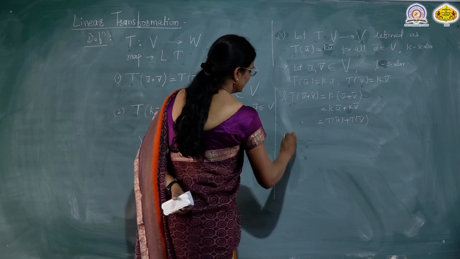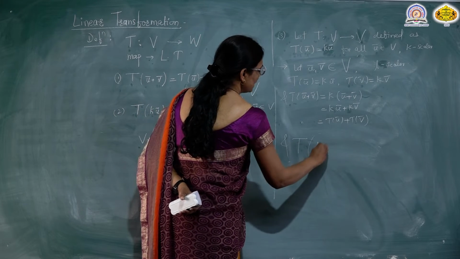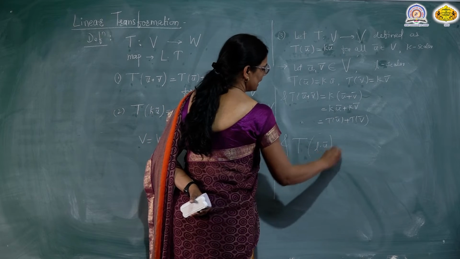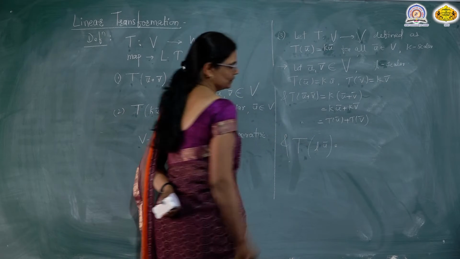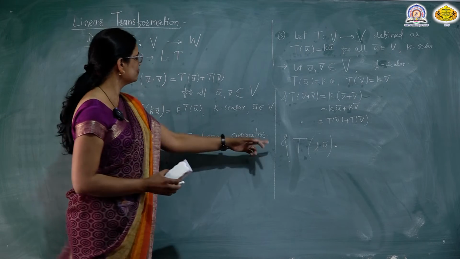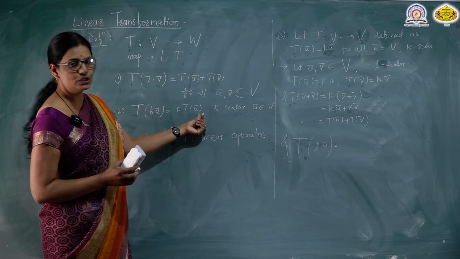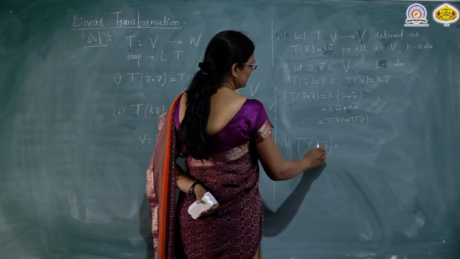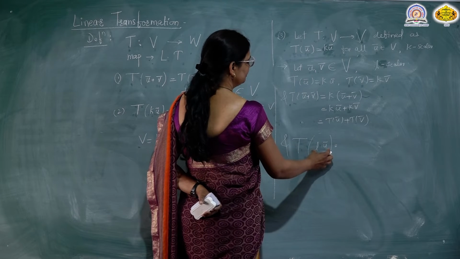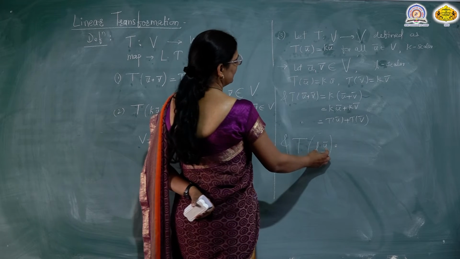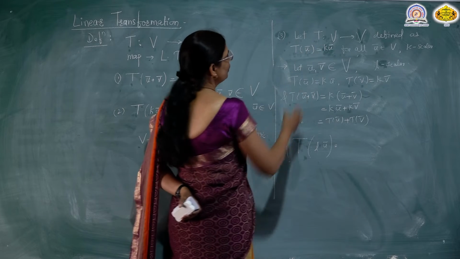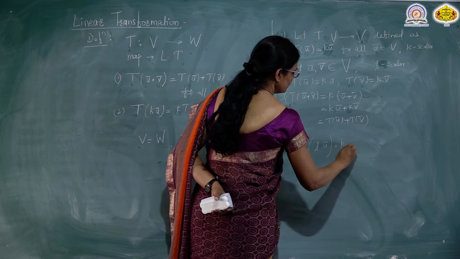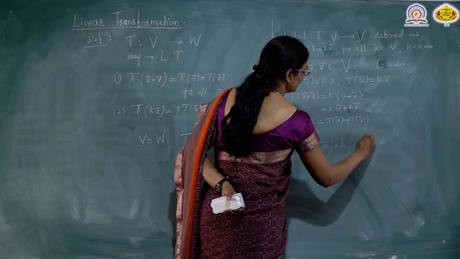So here we consider T times, instead of K we use another scalar, K times L times U, and our aim is to show that it is the same as L times T U bar. So T times LU, this is one vector. Now apply this definition. According to this definition, this is equal to K times LU bar.